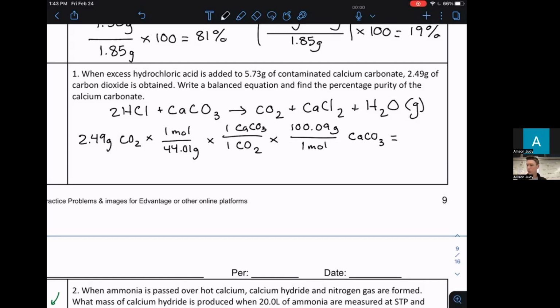So if we got 2.49 grams of carbon dioxide, this tells us, according to our calculation here, that we would have started with 5.66 grams of calcium carbonate.